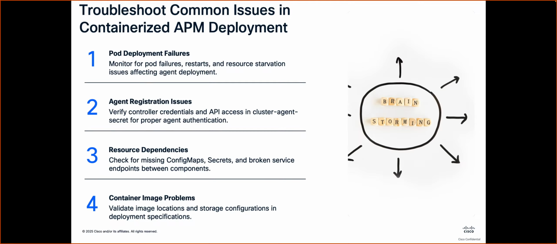So make sure, whether it's a config map, secrets, or service endpoints, that all of your components are intertwined and connected and talking to each other. Make sure that you have the right information in the right places. There are some things you can play with in terms of where to place that information.